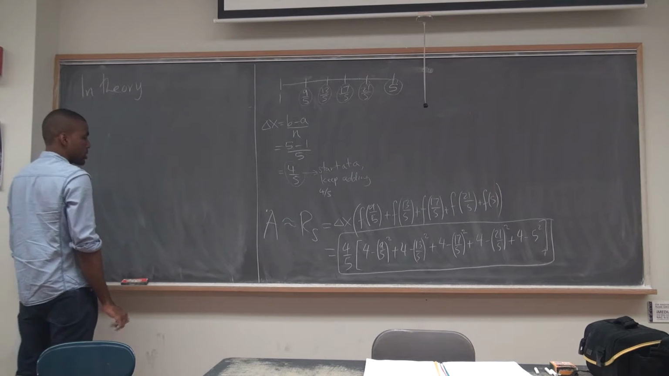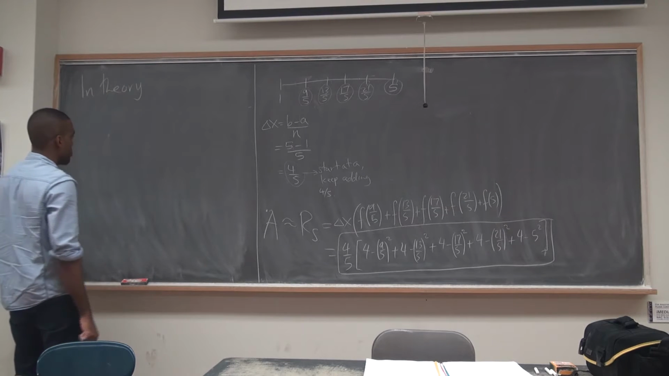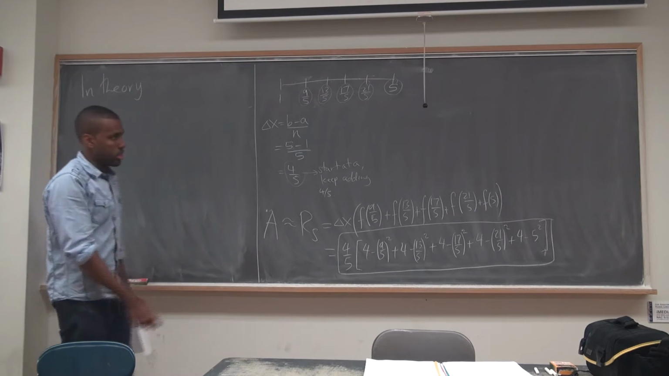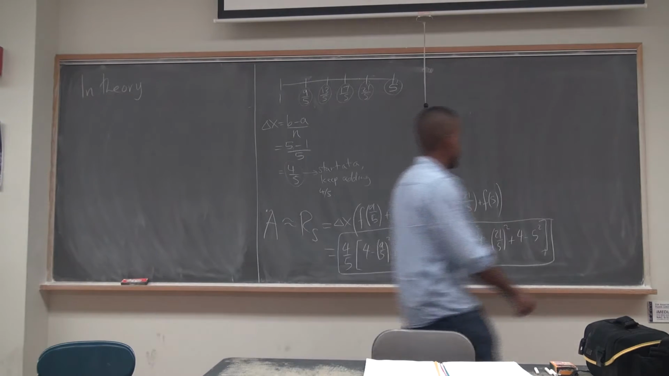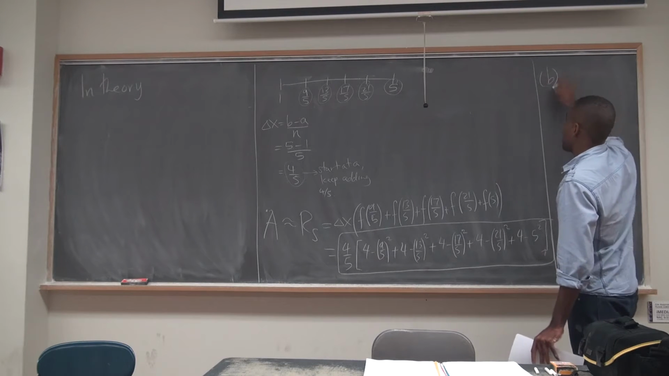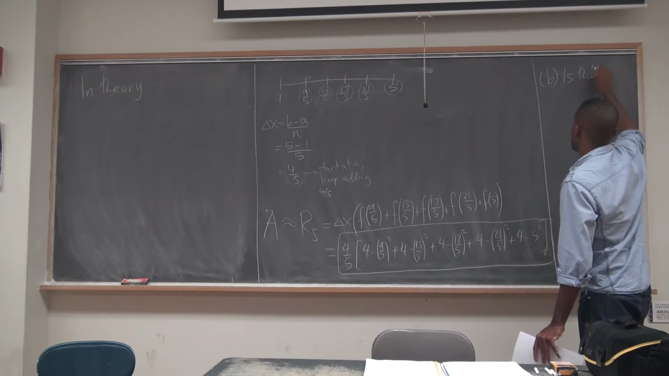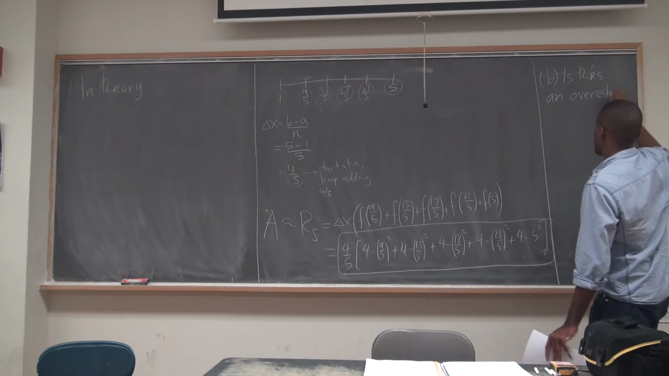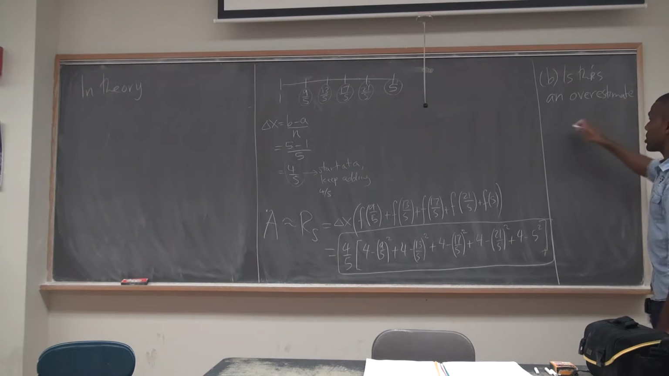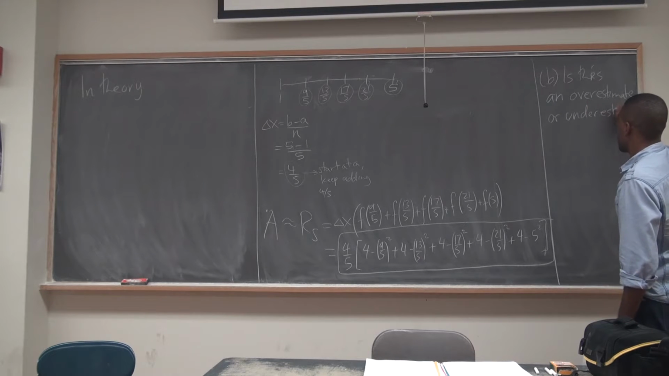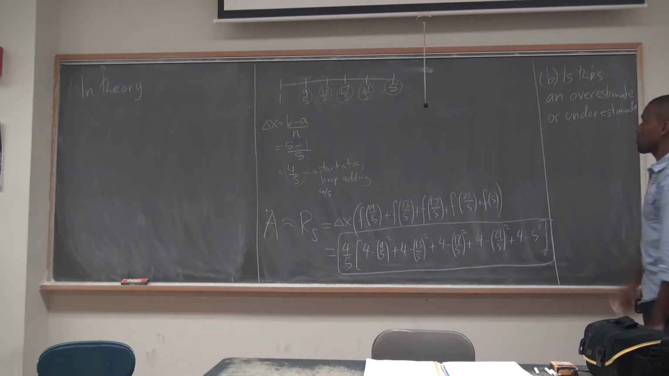This is a whole problem to itself. Something else I might ask you is, in part B, is it an overestimate or an underestimate? Overestimate means it's bigger than the actual answer. Underestimate means it's smaller than the actual answer. How do you figure that out? Well, if it's asking for the right number, doesn't it automatically then? Nope.